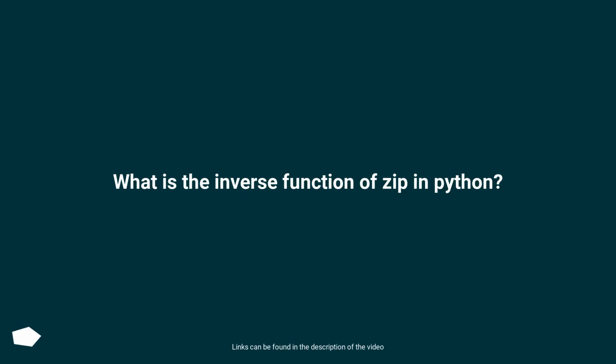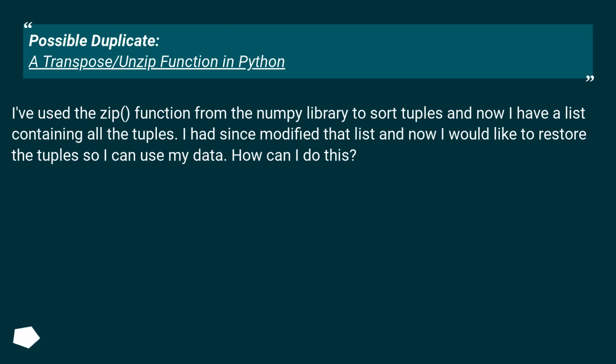What is the inverse function of zip in Python? Possible duplicate: a transpose/unzip function in Python. I've used the zip function from the numpy library to sort tuples, and now I have a list containing all the tuples. I had since modified that list, and now I would like to restore the tuple so I can use my data. How can I do this?